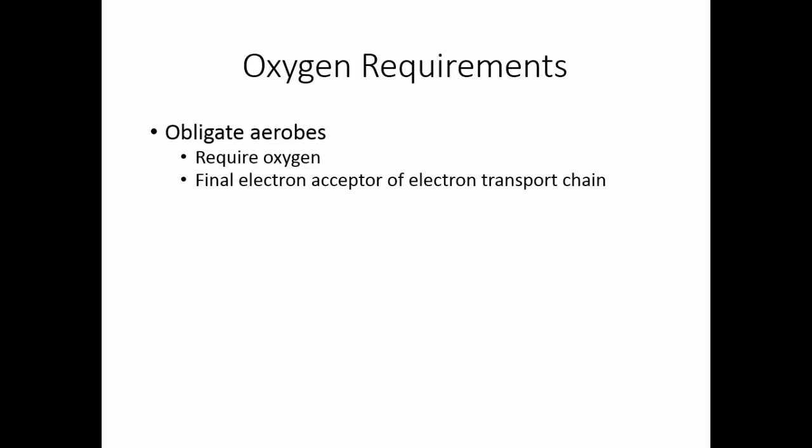Organisms have different oxygen requirements. Obligate aerobes must have oxygen. They require oxygen to live. Oxygen is the final electron acceptor in the electron transport chain they use. Obligate anaerobes find that oxygen is toxic to them.